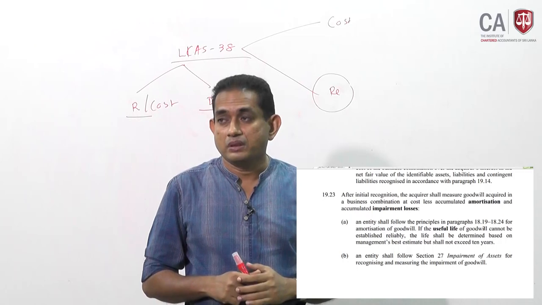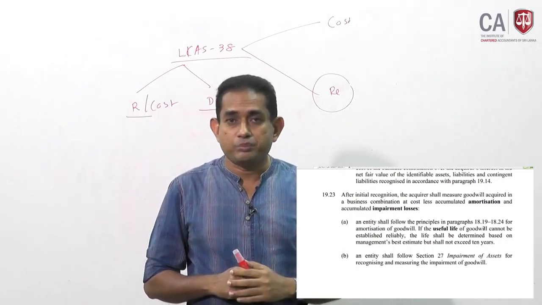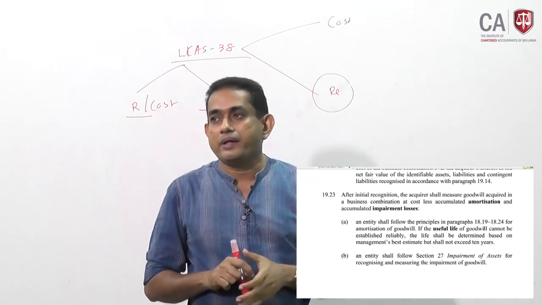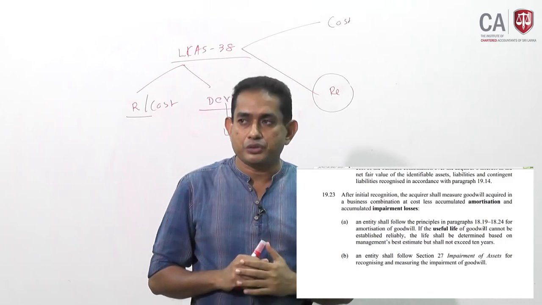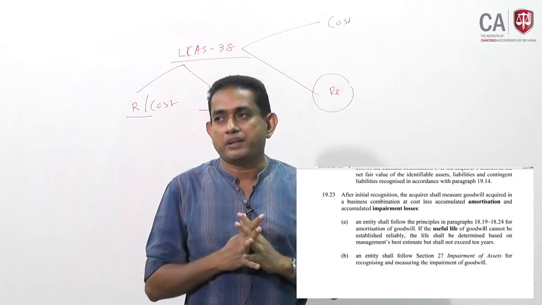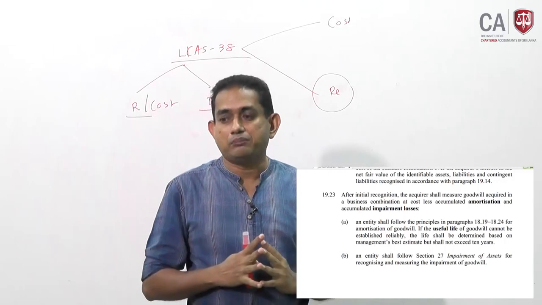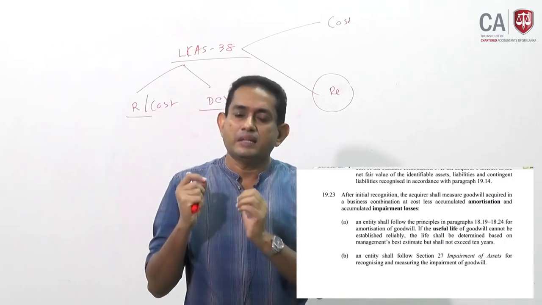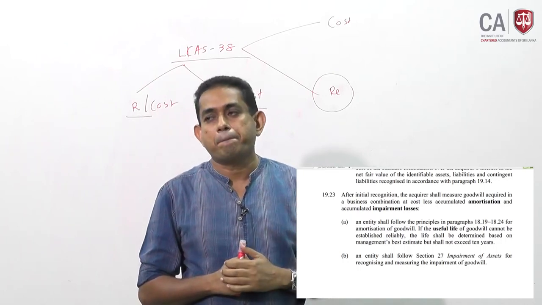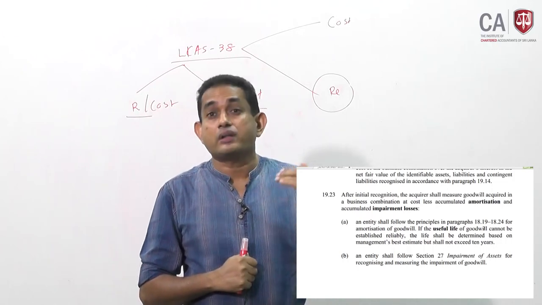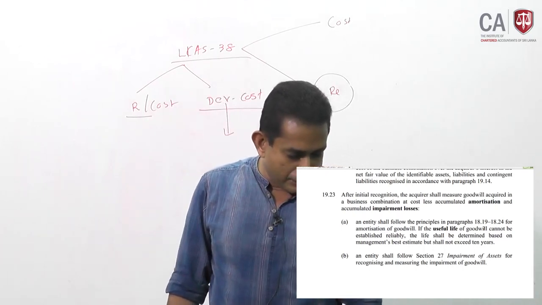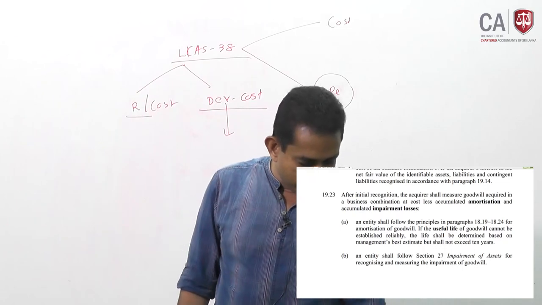What is the lifetime? Lifetime cannot exceed a 10 years period. The maximum period during which the goodwill arising in a consolidation can be amortized should be 10 years, and it has to be either 10 years or less than 10 years. So, that is the accounting simplification. For the goodwill in a business combination, it need not be tested for impairment annually. Instead, you need to amortize the goodwill over a period not exceeding 10 years. So that is paragraph number 19.23. Just keep it highlighted, and that is important at the exam.